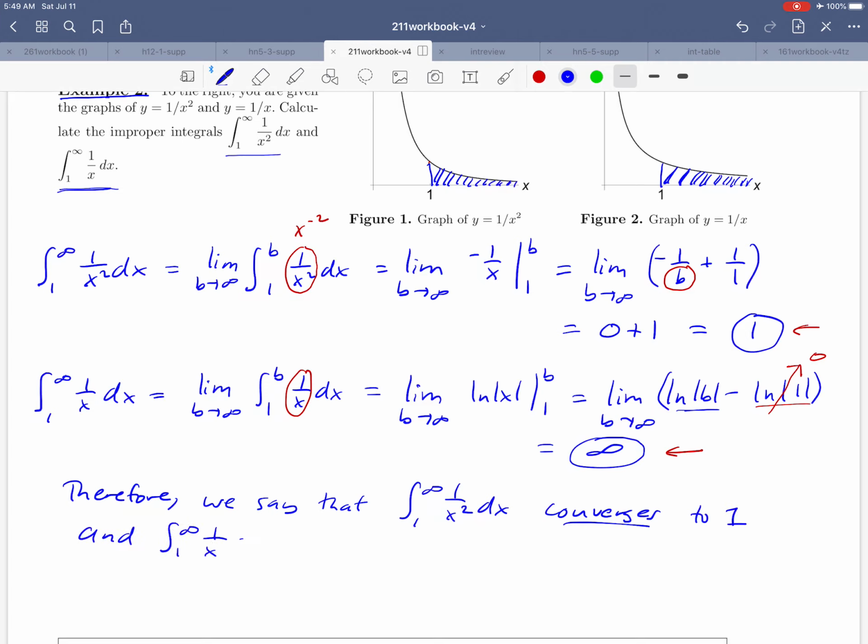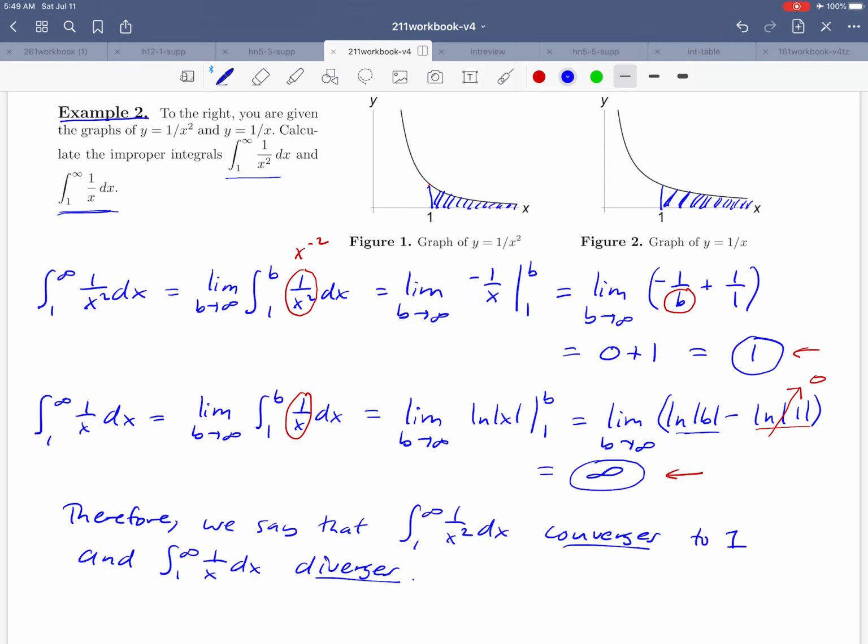One last comment maybe on the tail end of this example. You might have noticed that these integrals that we started with are pretty similar. They both look almost the same, 1 over x squared and 1 over x. The only difference really is the power on the x. We had a power of 2 in the first case and a power of 1 in the second one. So you might ask, could we predict when this integral is going to converge based on the exponent?